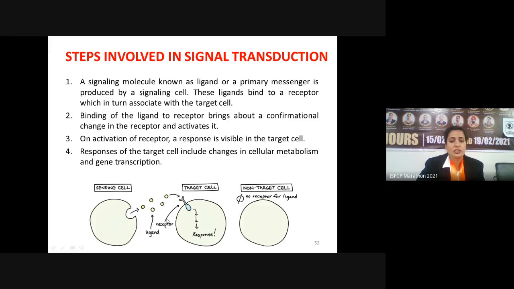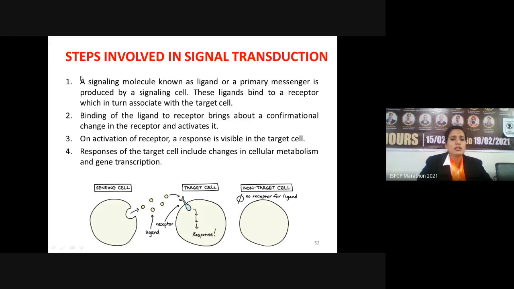Okay. After these signals bind to the receptor, they cause the initiation of the signaling. But the cell which does not have the receptor for this particular ligand is known as a non-target cell. You need to understand that not every cell has the receptor for the particular ligand. So the cell which does not contain the receptor for a specific ligand will be known as the non-targeting cell, or we can say the non-receiving cell.